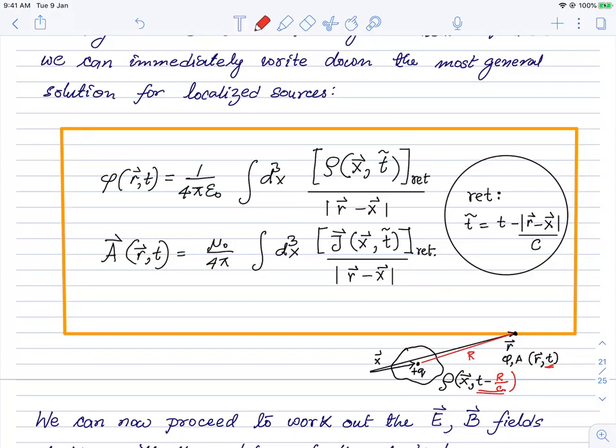If there is a disturbance here, then it will affect the electric field at this point only at a time after r by c, where r is this distance. In that sense, this disturbance here is traveling at the speed of light and reaching this point where the electric field is measured.